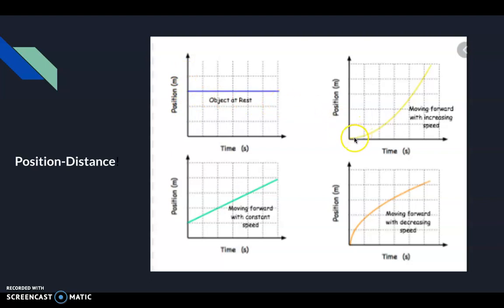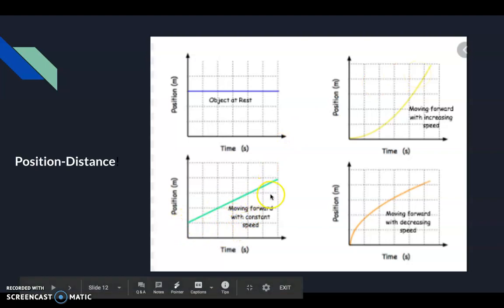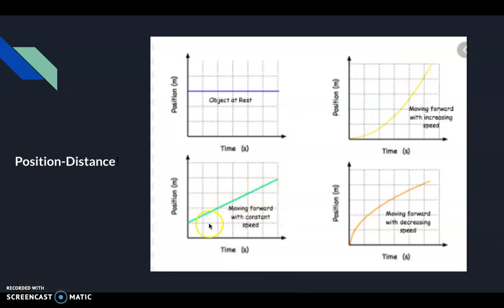Over here, we're seeing that as time goes on, much more distance is being covered. So this object is moving forward with increasing speed. That exponential slope gives us that hint there. When we have a linear positive slope, we're still moving forward. However, this object you can see is moving forward at the same rate.